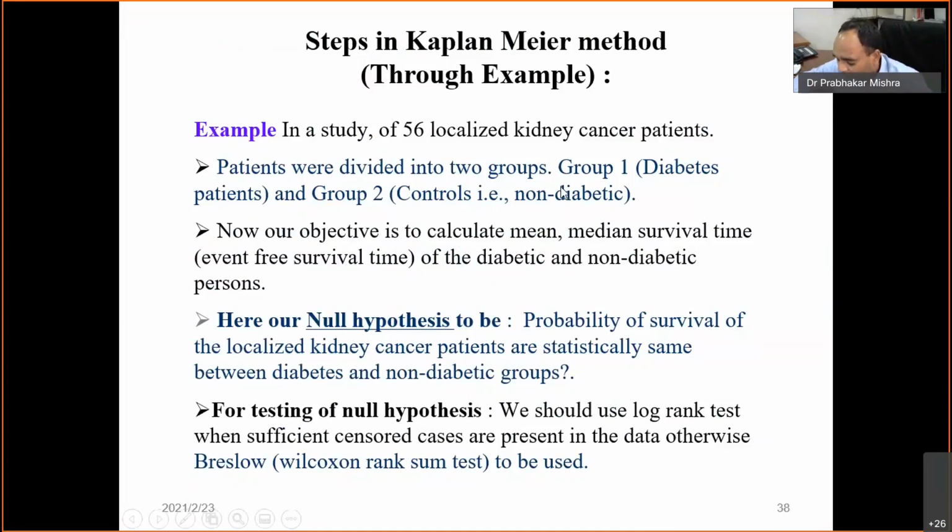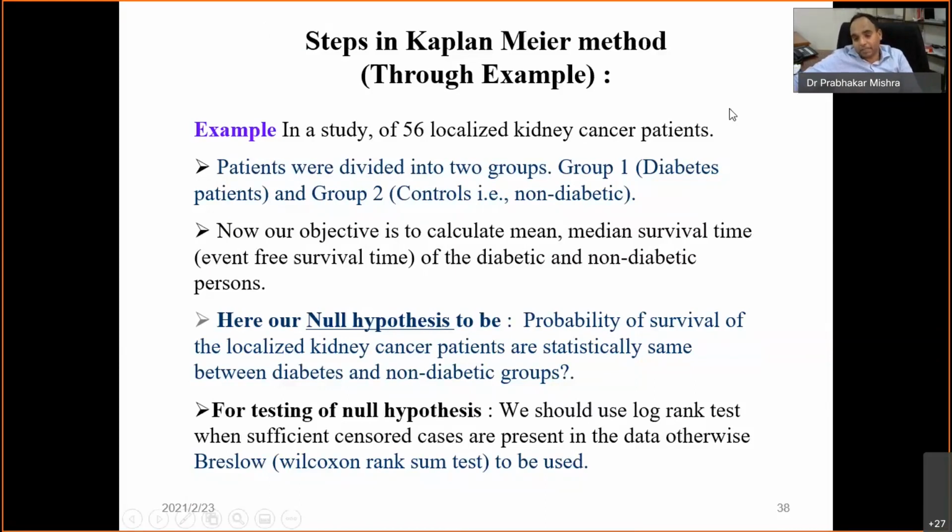Group 1, all are diabetic persons. Group 2, the controls, are non-diabetic persons. Now our objective is to calculate the mean and median survival time, event-free survival time, of the diabetic and non-diabetic persons. Survival time of the diabetic and non-diabetic person.